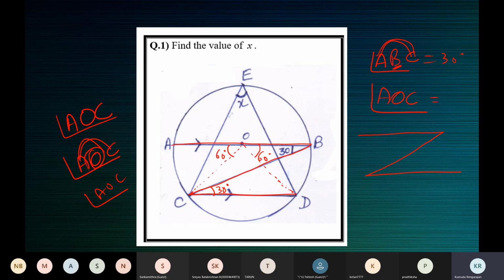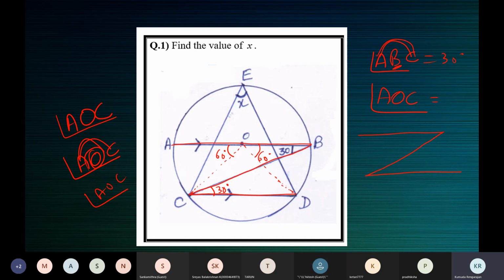Now, this angle 60 degrees is made by which arc at the center? Arc CD, ma'am. Arc CD subtends angle COD at the center. The same arc CD subtends which angle on the remaining part of the circle? Angle CED, ma'am.